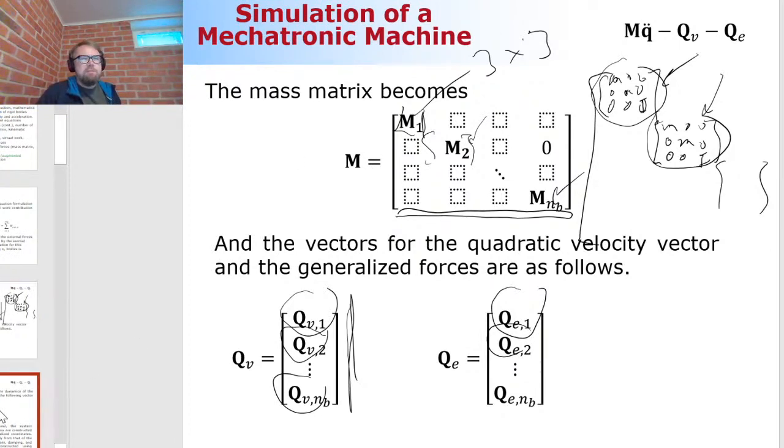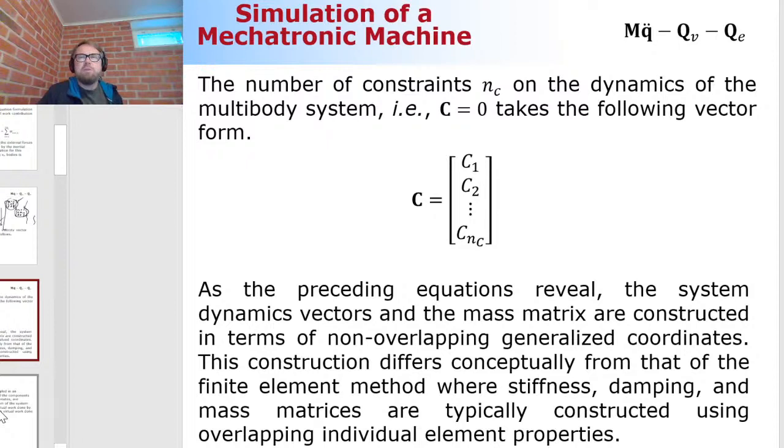Okay. Then finally, the last component that I need is my vector of constraints. Again, no overlapping. These are just my nc number of constraints, and they are just in one vector. They don't share the coordinates. They are just independent ones. That's how it goes. Now, what are we going to do next?